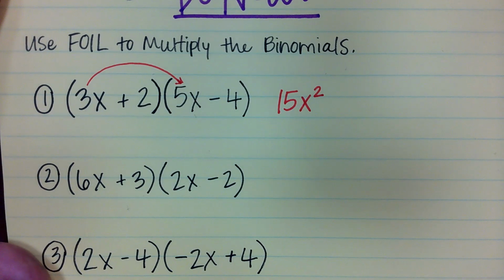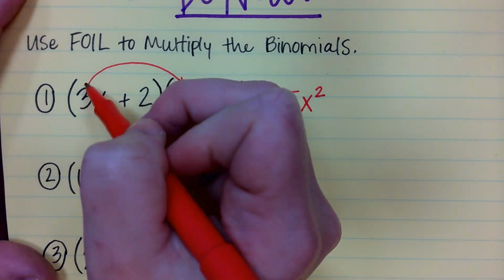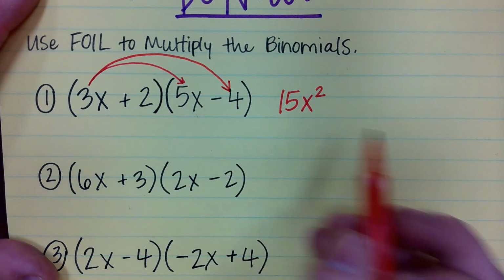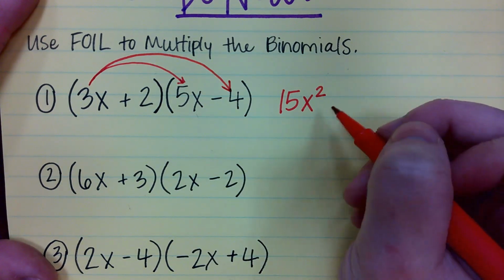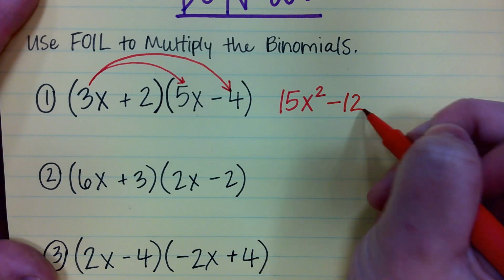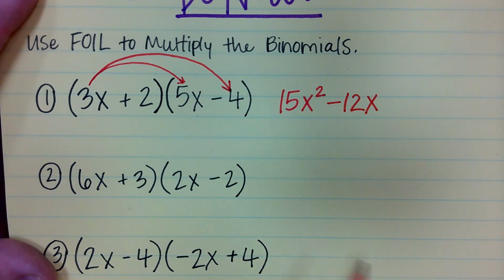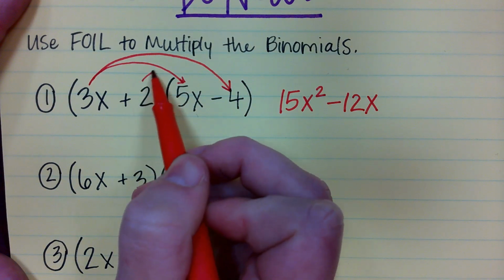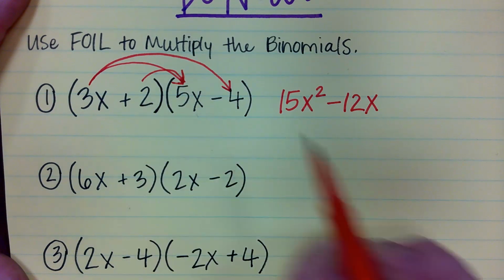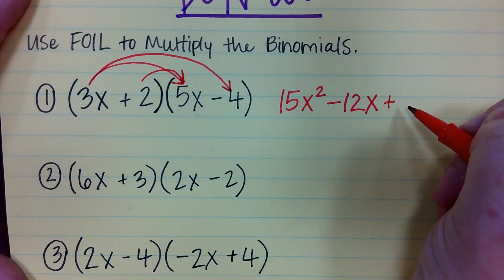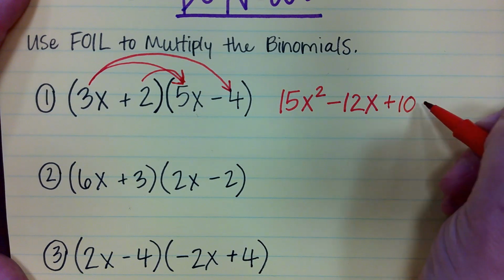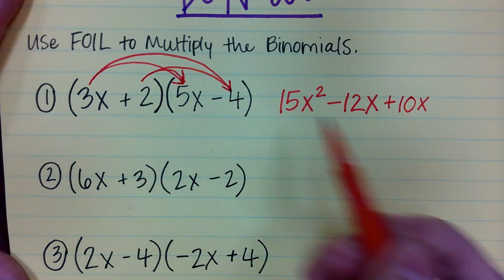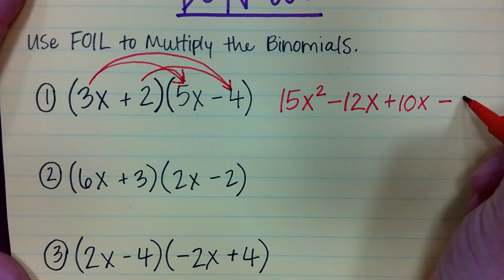What do I do next? Yes, I do 3x times -4. And what will that give me? -12x. Perfect. Let's do the next step. What would that be? 2 times 5x. Perfect. 2 times 5x. What is that going to give me? 10x. And last but not least, 2 times -4 is -8.